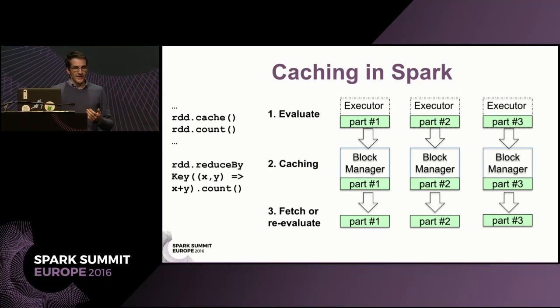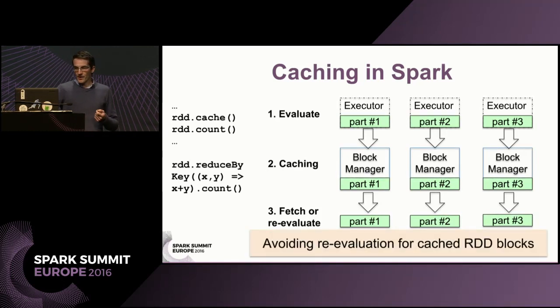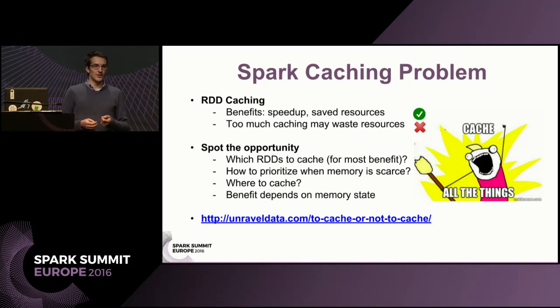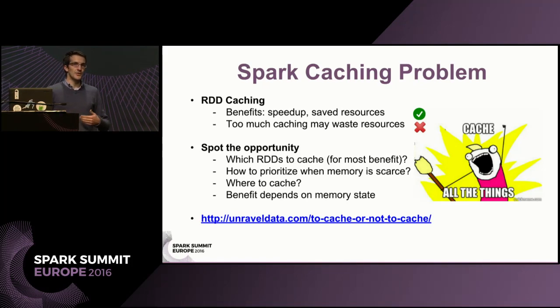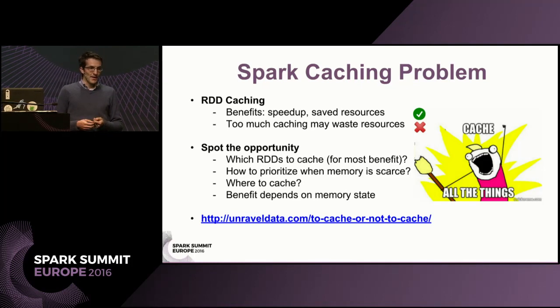Caching, obviously, is a very nice feature. It can speed up the performance of the application, and we also have other benefits, such as saving CPU resources. However, caching sometimes can also hurt performance. That happens when you cache so much data into memory that you also need to evict it, because we cannot store more data in memory. So when you cache other RDDs, you may evict the previous RDDs.